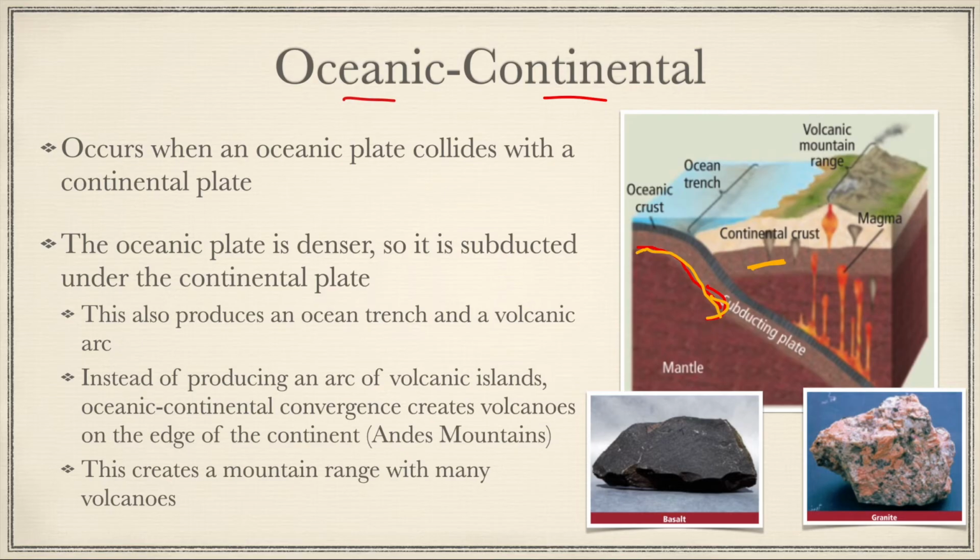Okay, and as it's subducted, you're going to have the same sort of thing. You're going to have the plate start to melt. You're going to have magma rise up, and you're going to end up with this volcanic mountain range right on the edge of the continent. Okay, so this also produces an ocean trench. So there is another ocean trench produced here because you have the subduction zone. But instead of producing an arc of volcanic islands, oceanic-continental convergence creates volcanoes on the edge of the continent.